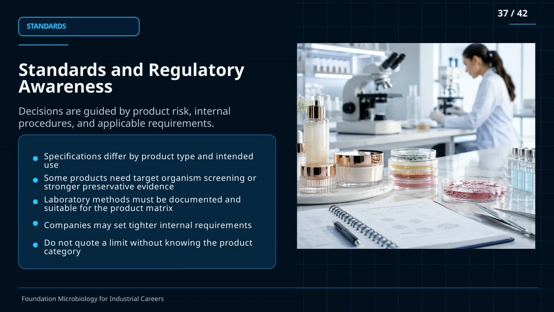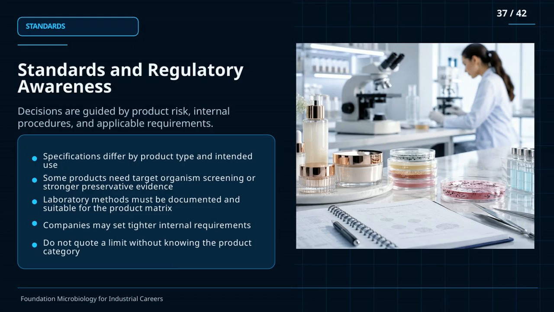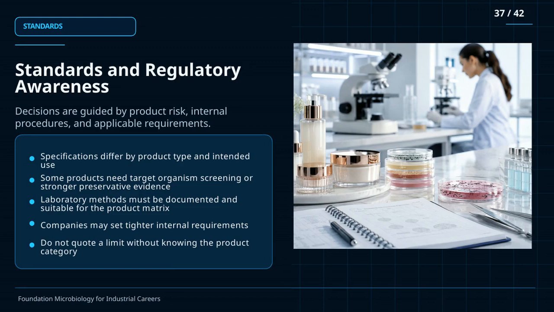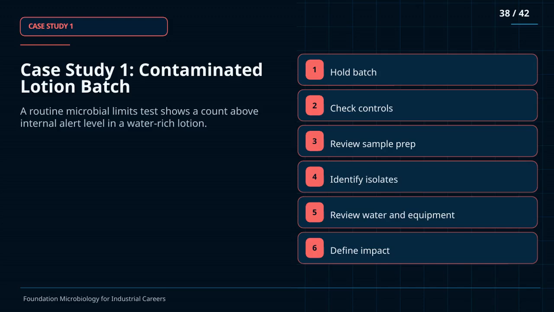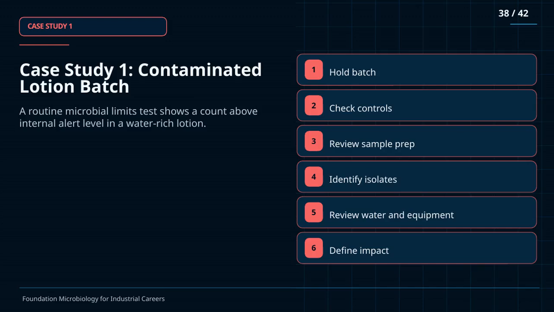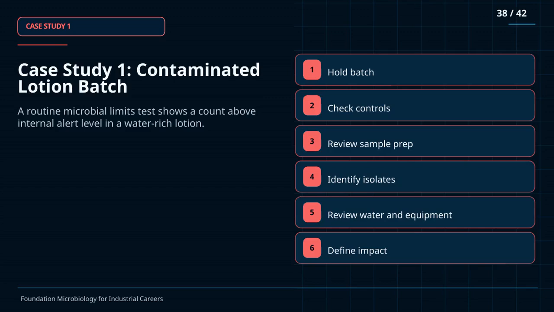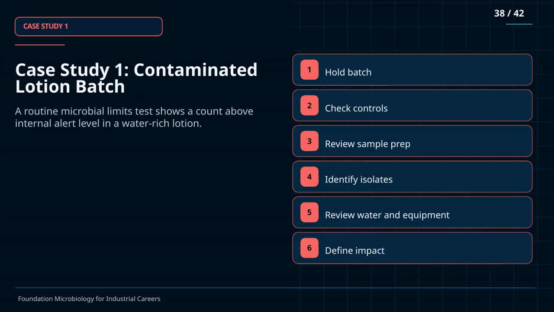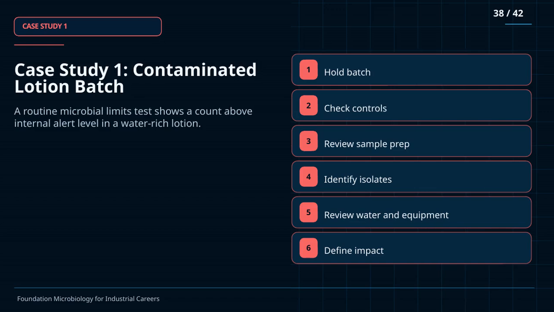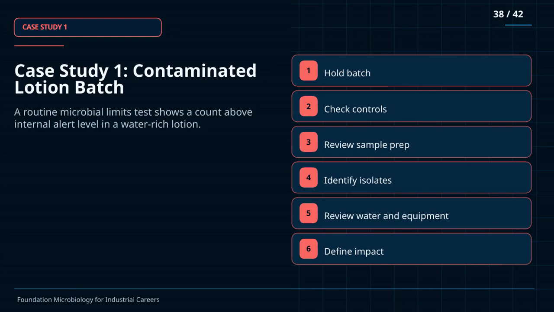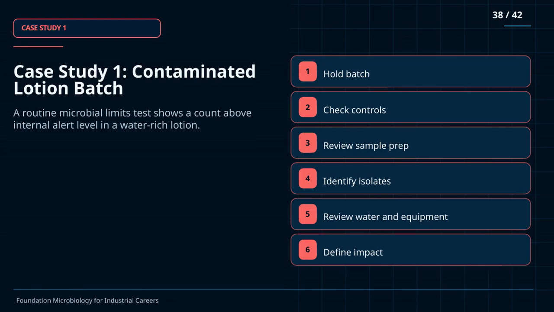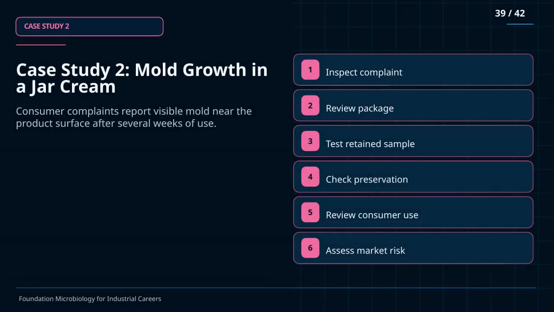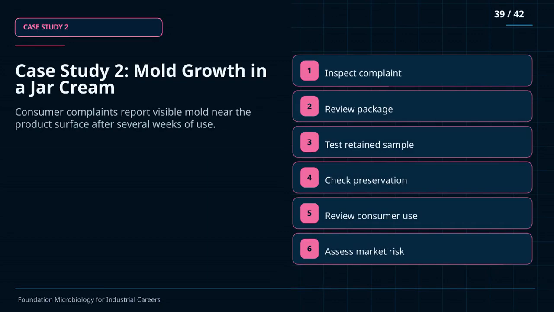Professionals should never quote a limit without product context, ignore an objectionable organism because the count is low, or use an unsuitable recovery method. In the contaminated lotion case, first hold the batch, verify controls and sample preparation, and identify the isolates. Then compare the organism pattern with water, equipment, environmental, raw material, and bulk hold data before defining the impact and corrective action.